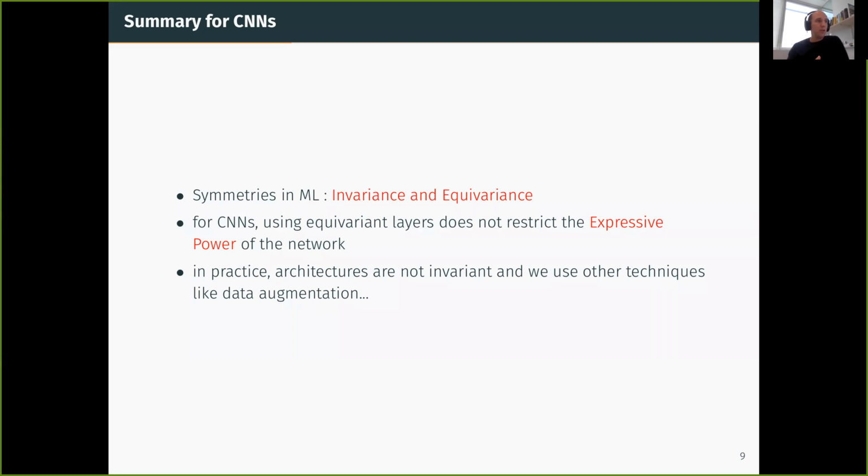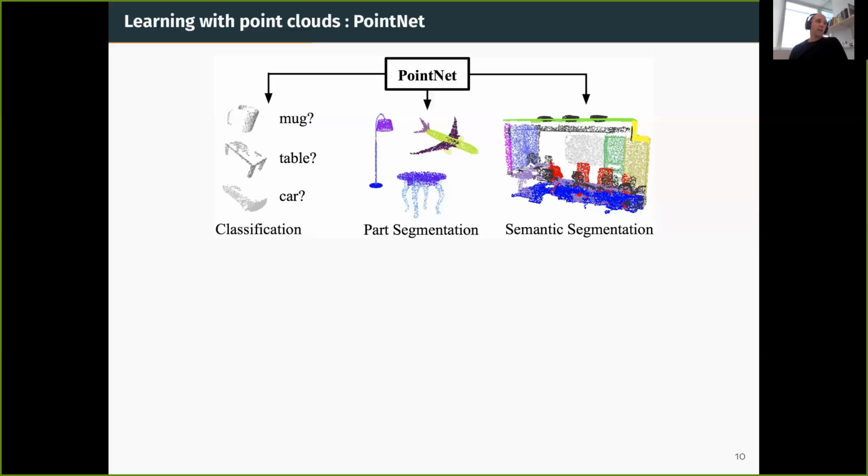And as we saw in practice, architectures are not invariant, and you need to use other techniques like data augmentation or anti-aliasing in order to deal with this. So before jumping to the case of the graphs, I will consider another case with another set of transformations. And now I think Jean will be happy because this is really a group.